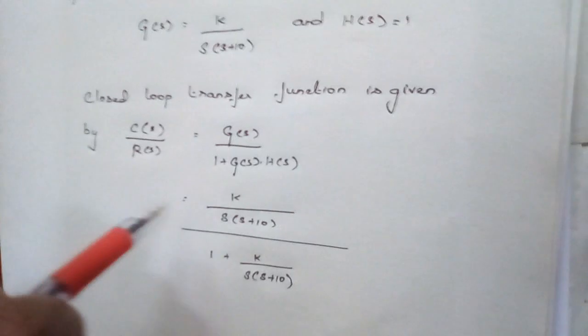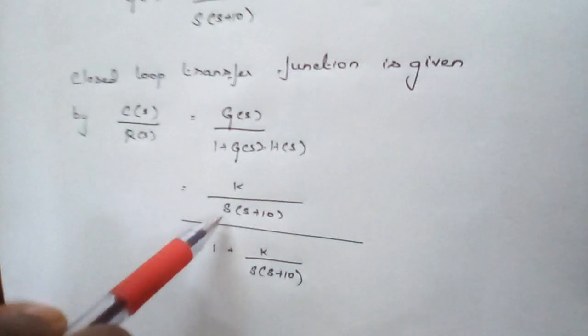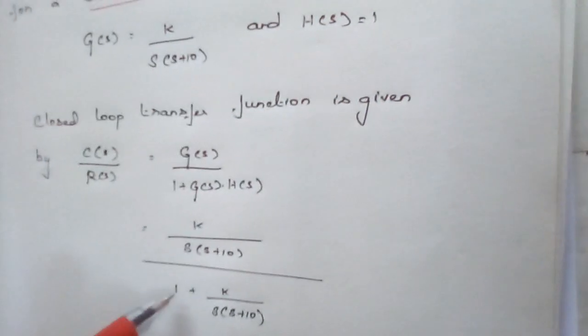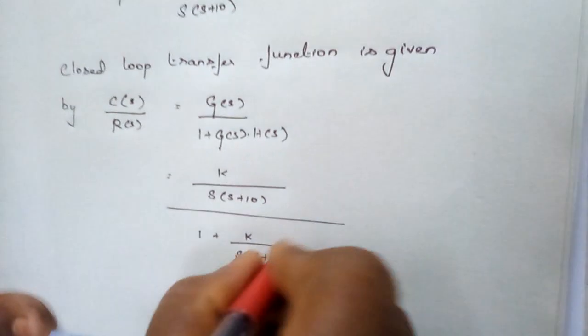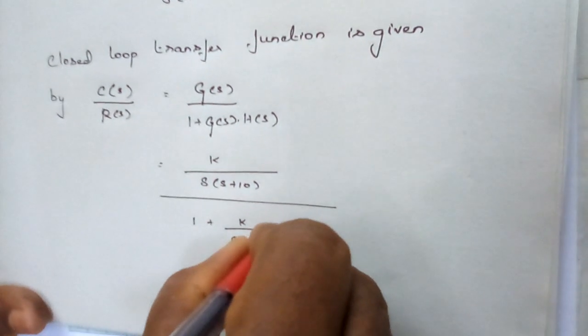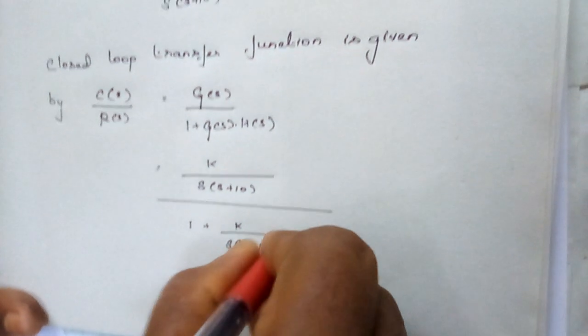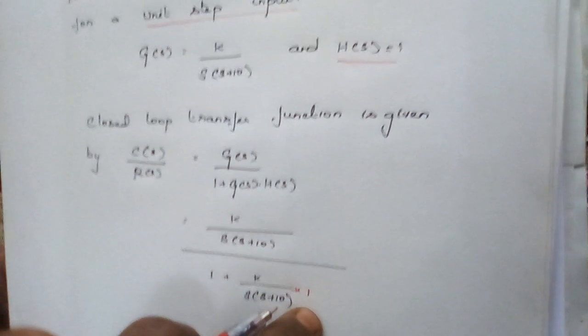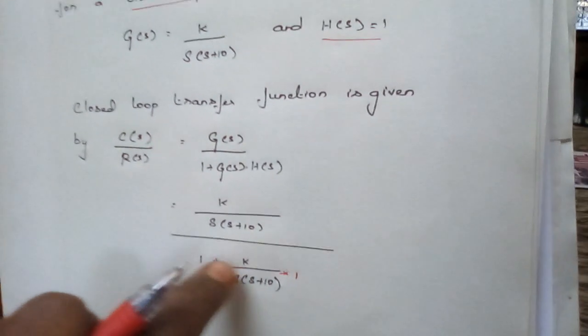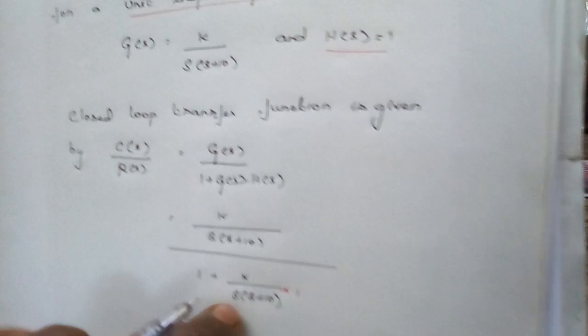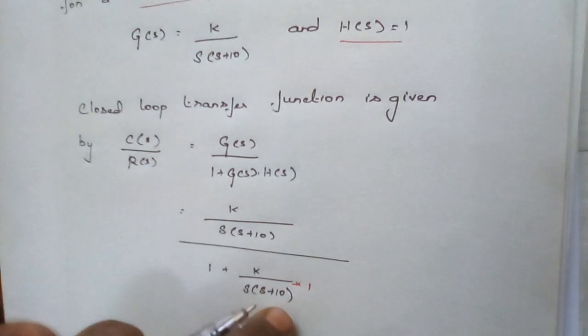So our G(s) is K divided by s into (s plus 10), and 1 plus K divided by s into (s plus 10), and I am also multiplying with H(s). I have H(s) as equal to 1, so I am multiplying H(s) into 1. Anything into 1 will be the same value, so I have the same value K divided by s into (s plus 10).